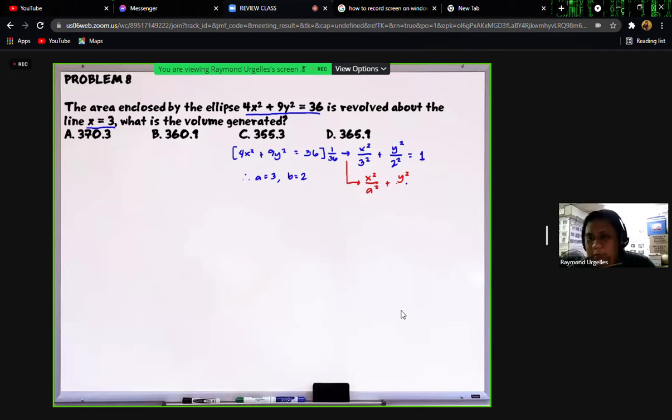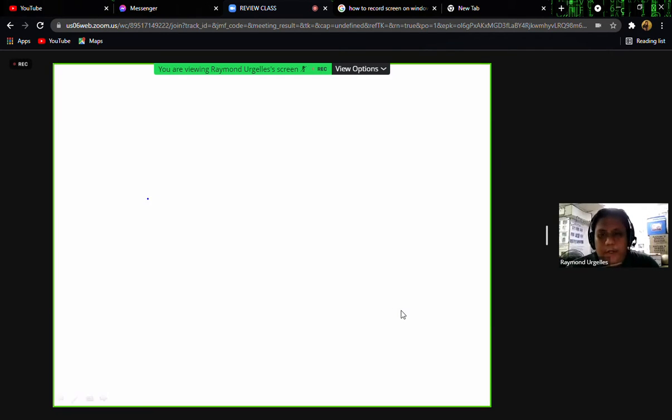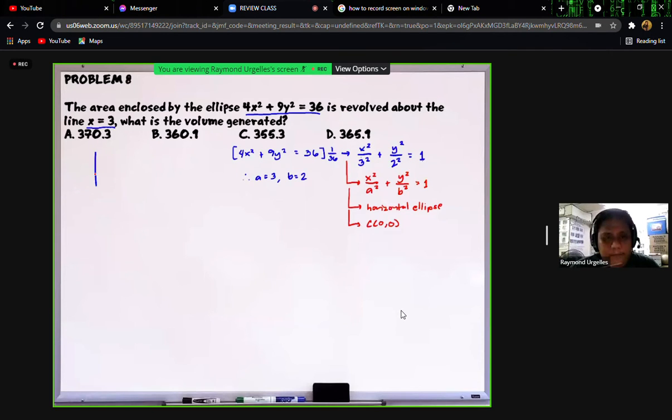So makikita natin yung form nito is x squared over a squared plus y squared over b squared is equal to 1. Diba? So again, this is a horizontal ellipse. Okay, so again, pag walang minus h saka minus k, kasi x squared saka y squared lang yan, so this is centered at the origin. So the center is at 0, 0. Okay? So kung i-graph natin siya, we will find something like this.